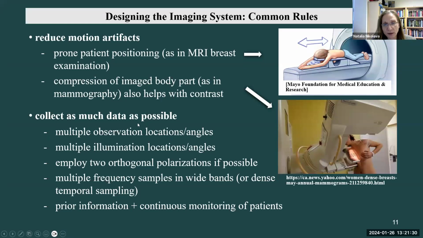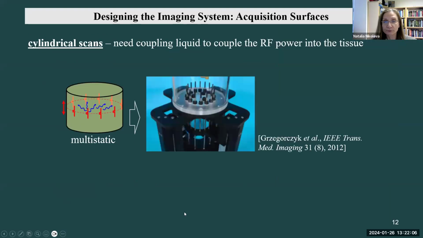To collect as much data as possible, you're probably all microwave and antenna engineers already. So, of course, we need multiple observation locations, if possible, multiple illumination locations, if possible, employ two orthogonal polarizations, just like in the experiments of Larson and Jacobi, and multiple frequency samples in a wide band to have a compromise between good penetration at low frequencies and high resolution at high frequencies. Of course, prior information and imaging is always helpful.